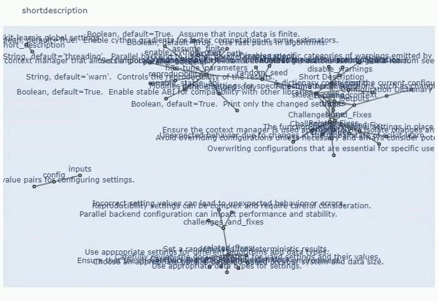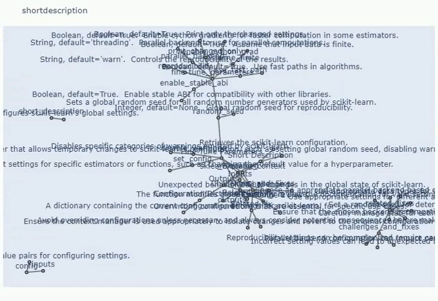Print changed only: boolean. Default true. Print only the changed settings. This setting controls whether the function only prints the settings that were modified, rather than listing all settings.